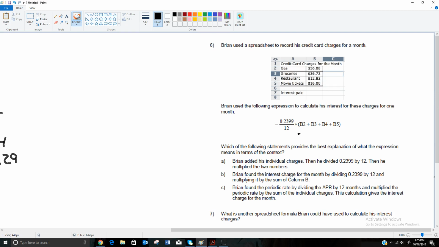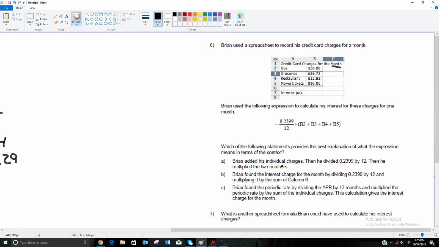So remember, Brian had the higher interest rate because he had a lower credit score. So what Brian did is he took the interest rate, divided it by 12. That's because we wanted to make it monthly, not yearly. And then he multiplied that by the sum of all the charges. So which of these statements provides the best explanation?